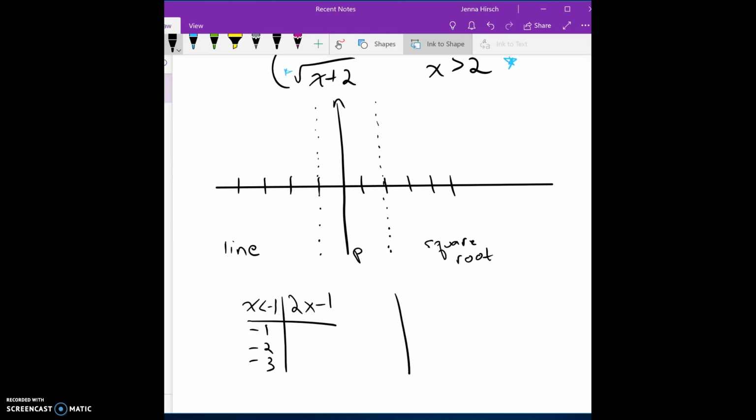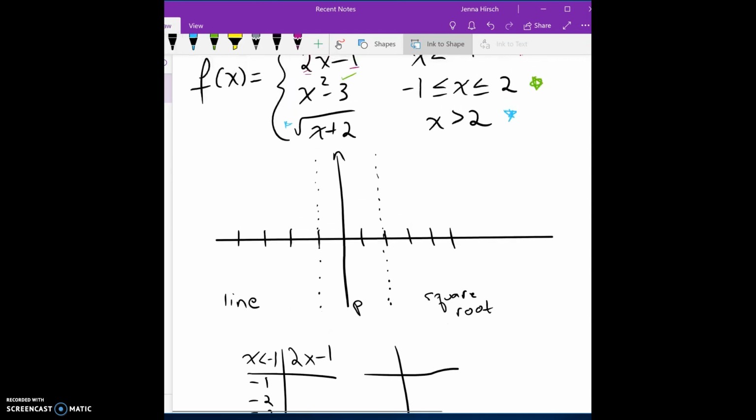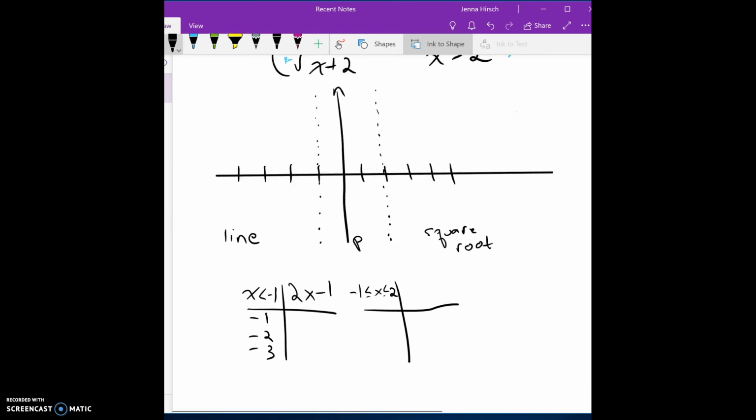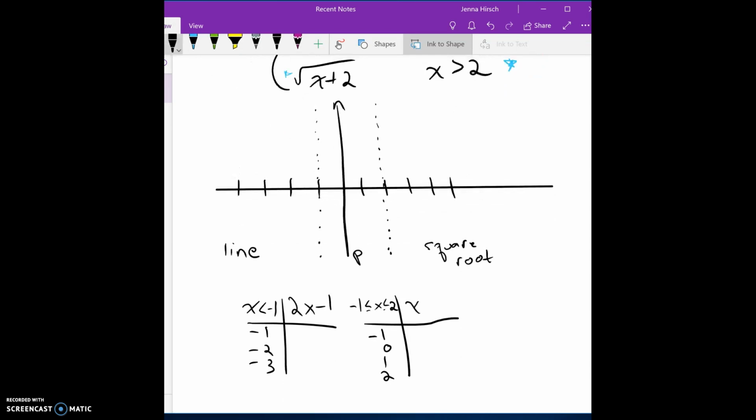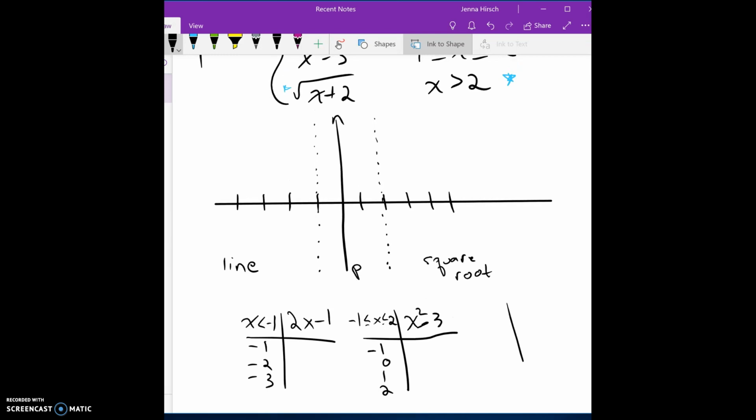Let's create another t-chart for my next piece of the function, x squared minus 3. My x values have to be between -1 and 2, so I'm going to try substituting in -1, 0, 1, and 2. My last t-chart is for anytime my x values are greater than 2. Let's try 2, 3, 4. I'm going to get a piece of the square root function, the square root of x plus 2. Again, this is going to give us some ordered pairs that are on the graph, just to make sure we maintain that shape.